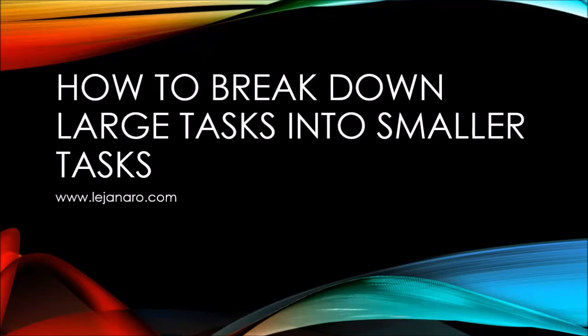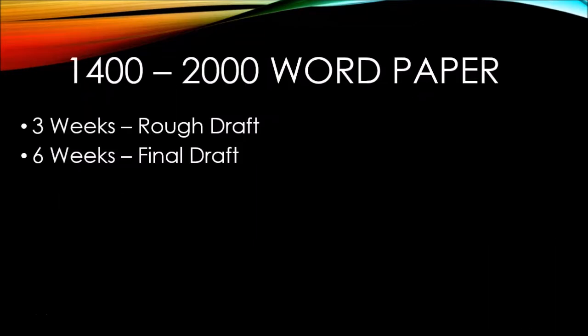So now that we have set our goals, we have created a schedule and a to-do list, let's look at how to break larger tasks into smaller, more manageable tasks. Let's use writing a 1,400 to 2,000 word term paper as an example. Say you're in a 6-week course, and at 3 weeks you have to turn in a rough draft, and at 6 weeks you have to turn in your final draft. So let's break this down into smaller pieces.